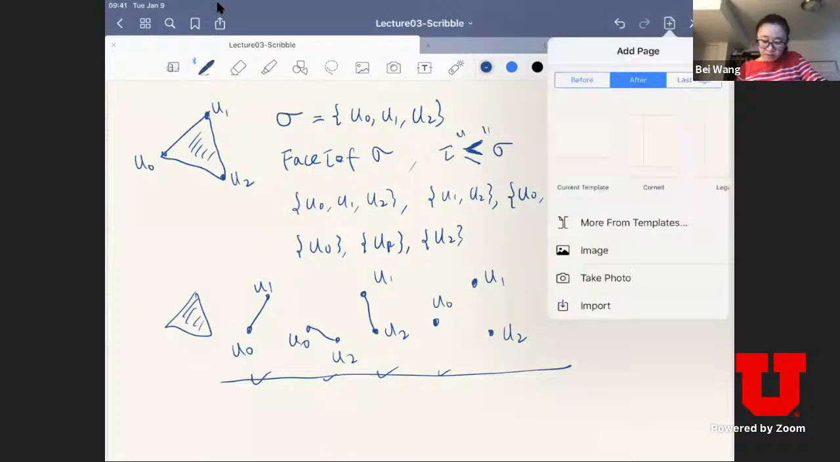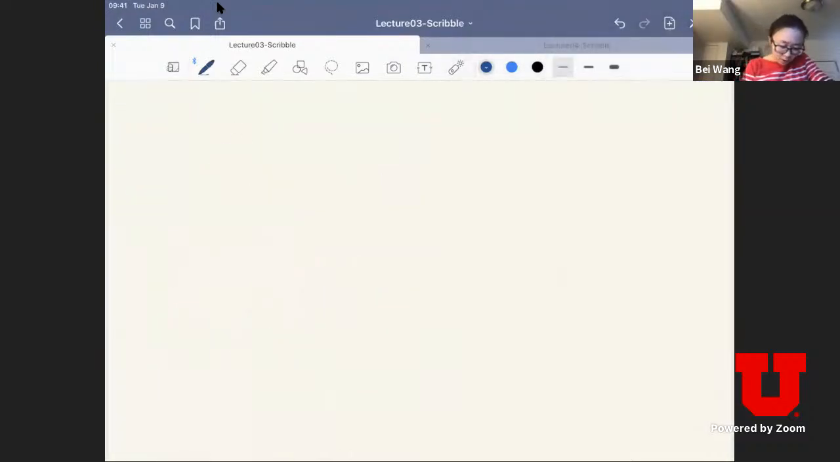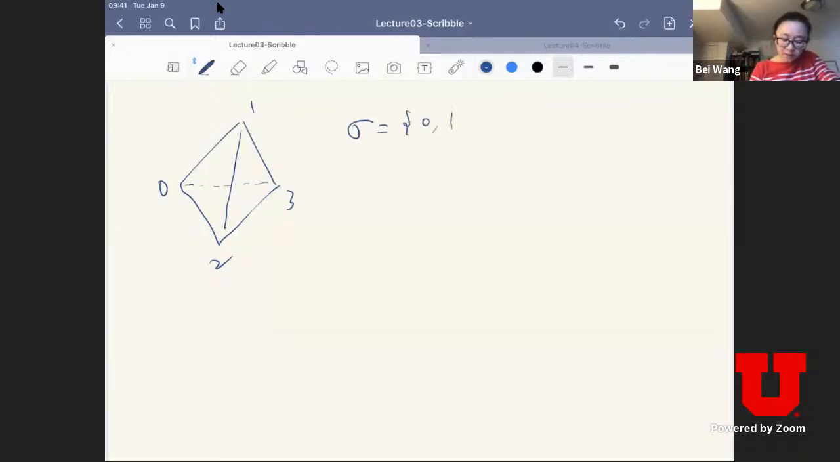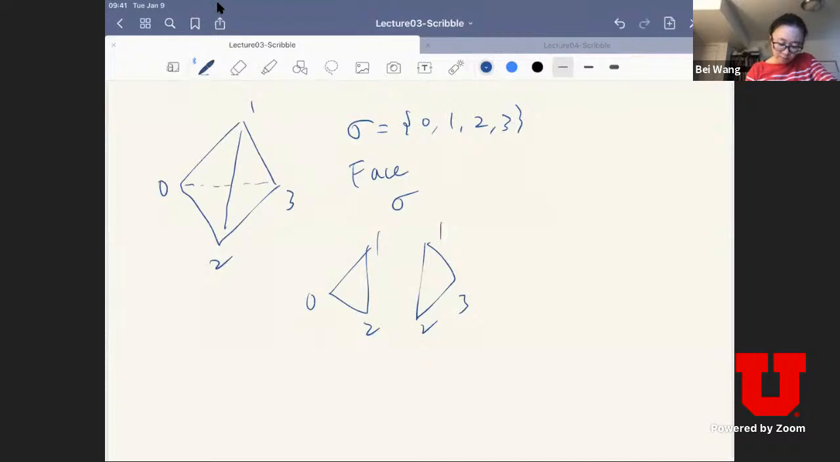Now the question is, what's a face of a tetrahedra? Or another way to think about it is, what is on the boundary of this thing? Okay. So I'm just going to simplify my notation, just 1, 2, 3, 4, so it's faster for me to write. The tetrahedra itself is a convex combination of 1, 2, 3, 4. Then what is a face? Well, of course, sigma itself is a face. And all the triangles. So all the triangles 0, 1, 2, 1, 2, 3. Of course, they are all solid.